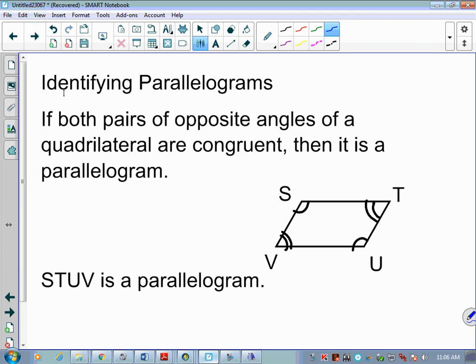All right. Jesus, you seem mildly distracted. Could you read this identifying parallelograms for me? Sides of a quadrilateral. No, we're on the next one.